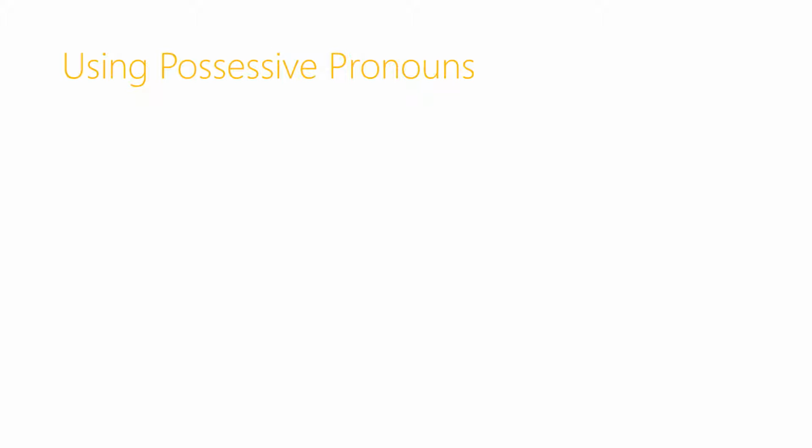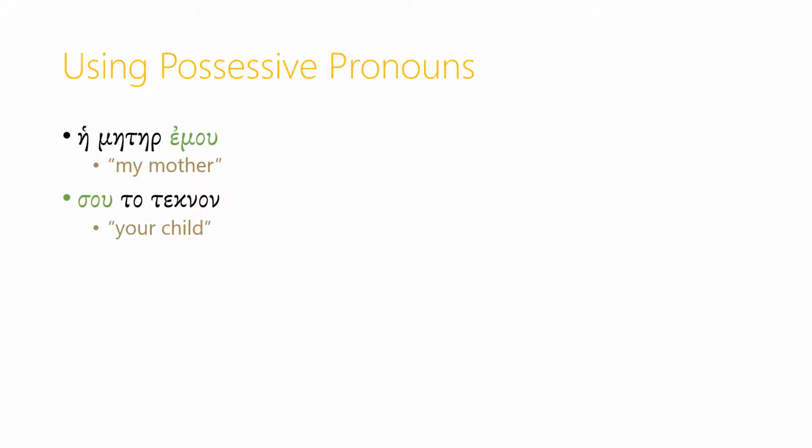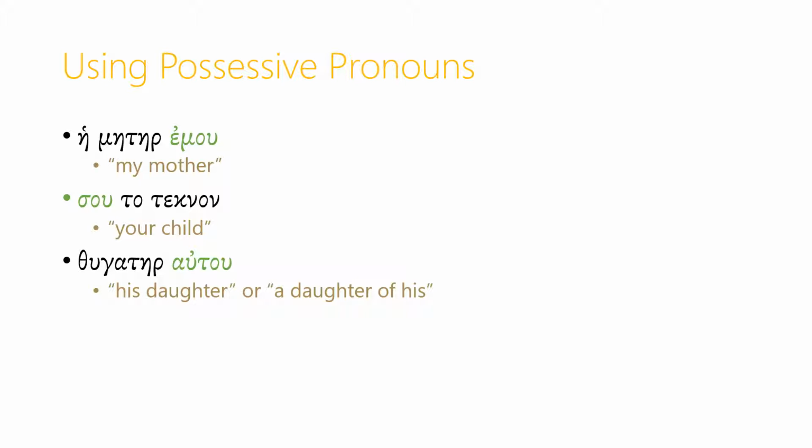So how do we use possessive pronouns? I could say he mater mou, and that would mean my mother. Notice that mou, the possessive pronoun, doesn't come in front of mater the way it would in English. It can come afterward, it can come before. The word order is flexible. We can say sou to teknon, your child. We can say thugater autou, his daughter, or a daughter of his.